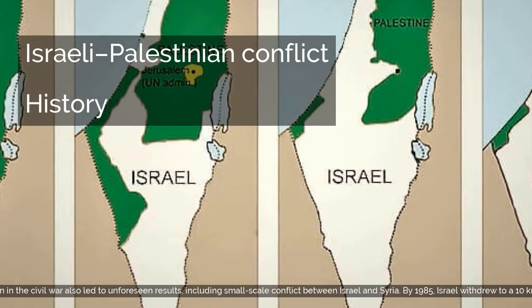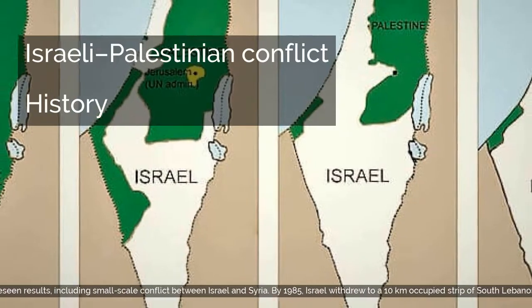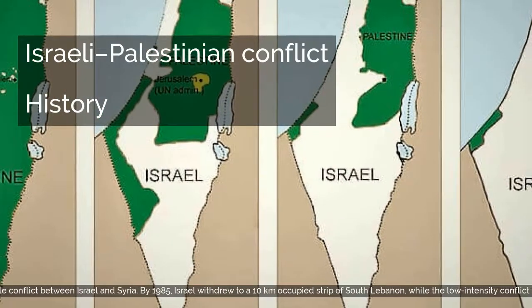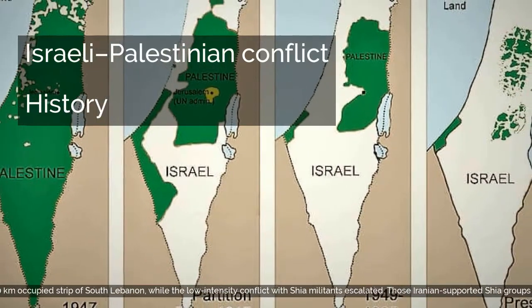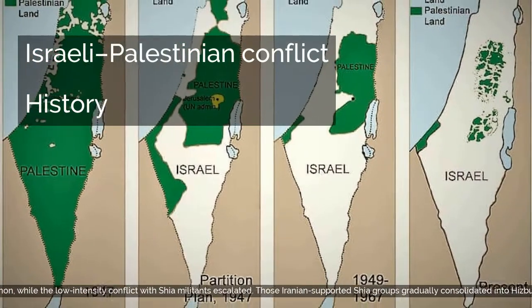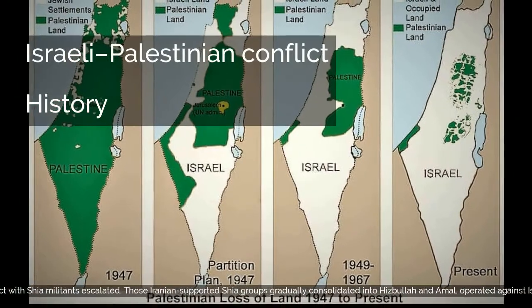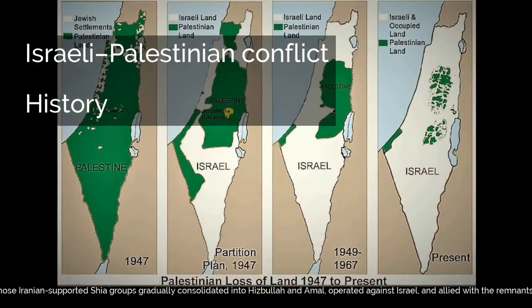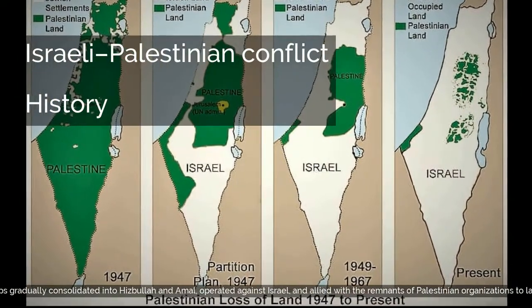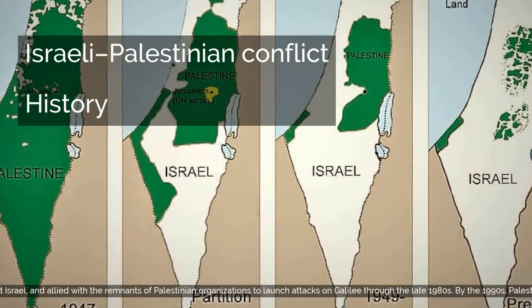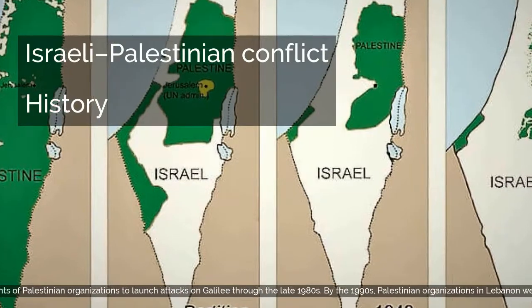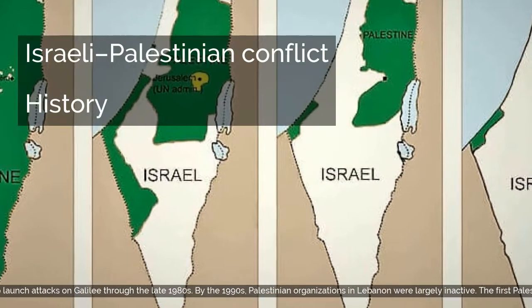By 1985, Israel withdrew to a 10 km occupied strip of South Lebanon, while the low-intensity conflict with Shia militants escalated. Those Iranian-supported Shia groups gradually consolidated into Hezbollah and Amal, operated against Israel, and allied with the remnants of Palestinian organizations to launch attacks on Galilee through the late 1980s. By the 1990s, Palestinian organizations in Lebanon were largely inactive.